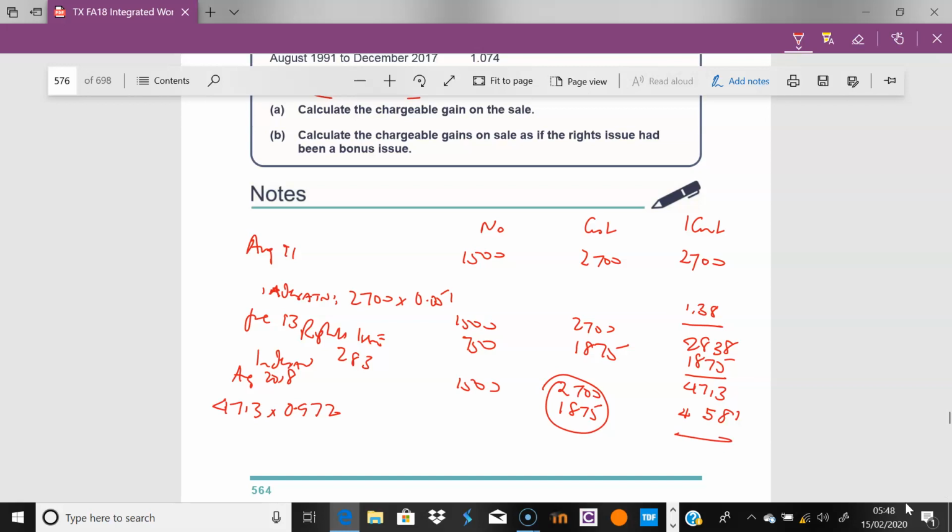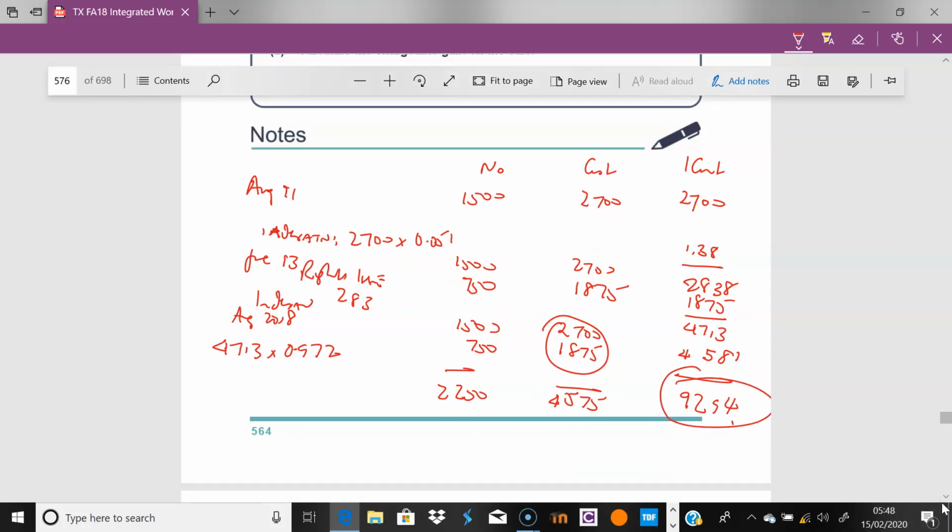So I have 750 here as well, to a pool figure of 2,250, cost 4,575, and indexed cost 9,294. This is what I need. This is the big issue here. That's the key point. So in effect, what do I have? What I now have is that I sold all these shares that cost me 4,575, but their indexed cost, taking their inflated amount, is 9,294.